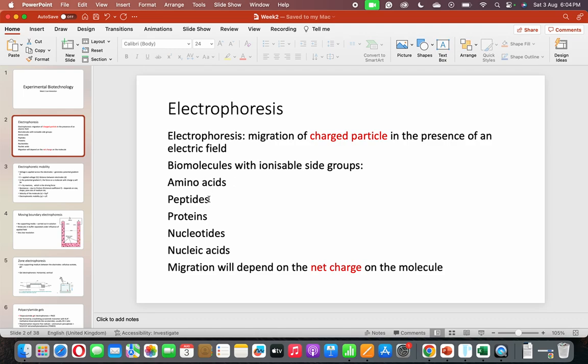So similarly, peptides and proteins are also charged particles, right? Similarly, nucleotides and nucleic acids have a phosphate group, which will convey a negative charge to the molecule, right? So the molecule will have an overall negative charge. And how the molecule will behave in the electric field will depend on the overall net charge on the molecule, right? So I have a peptide which is made up of many amino acids. The net charge will be the sum of all the charges which are present on the different amino acids. And that will determine how the peptide will behave in an electric field. Okay?